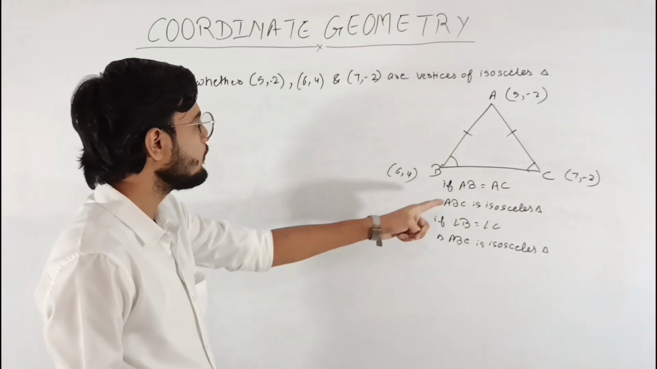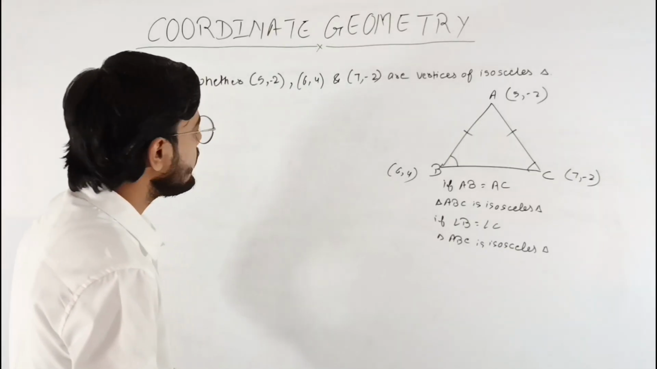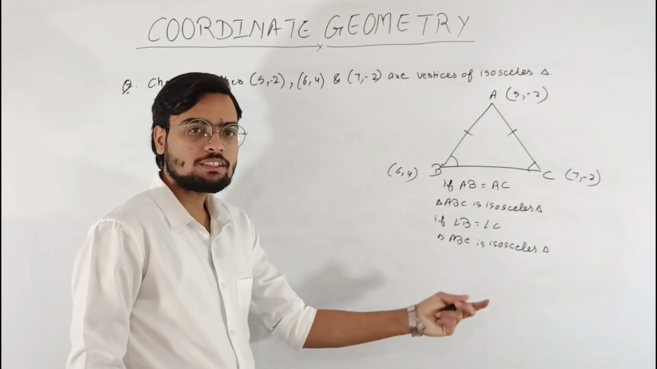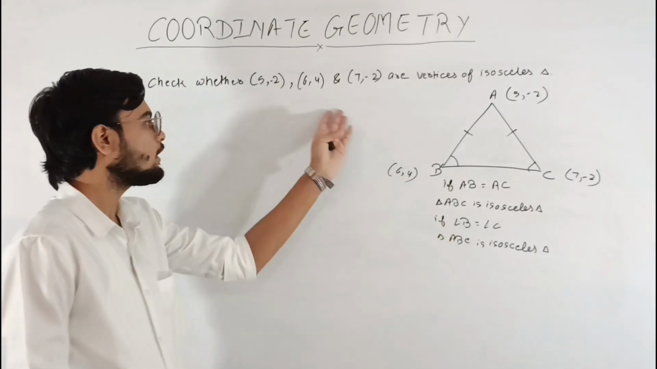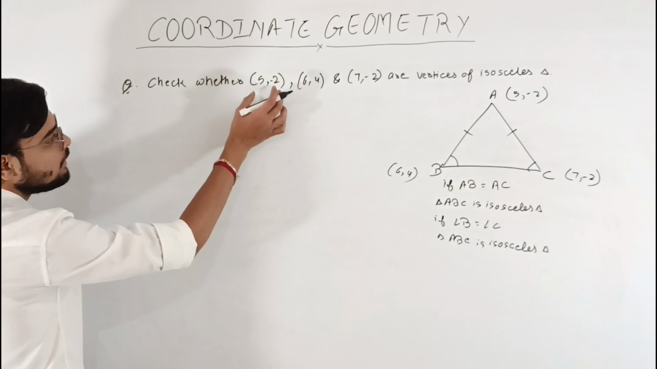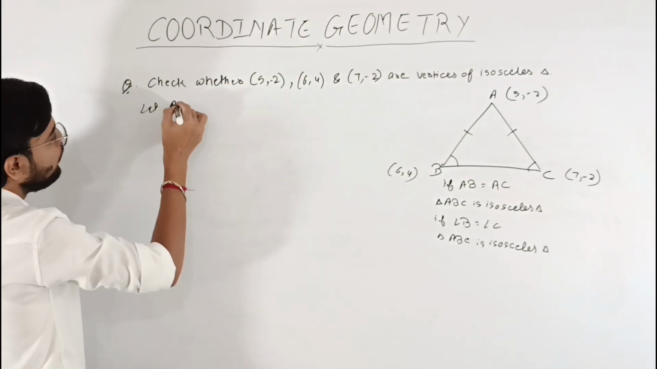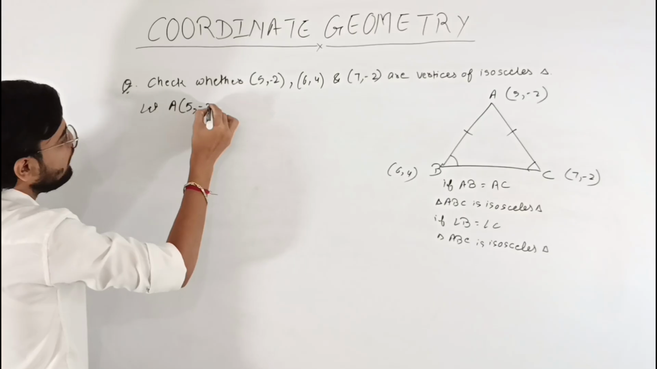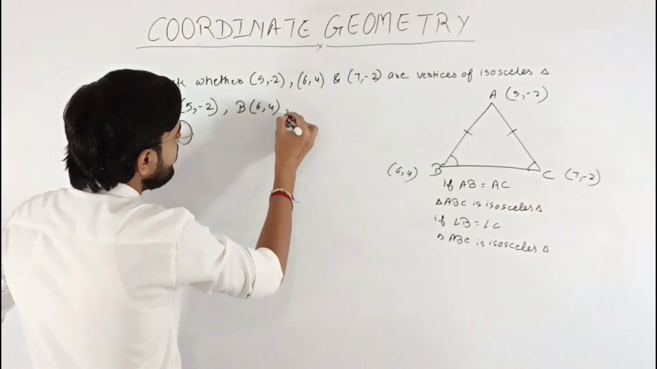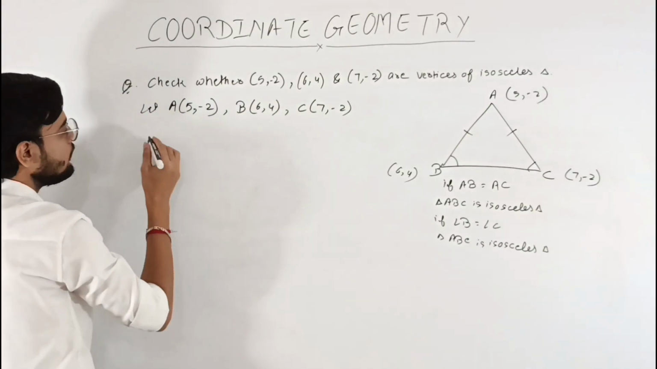So first we have to find the distances AB, AC and BC. After finding the distances, if any two are equal, then we say that yes, this is the vertex set of an isosceles triangle. So first we find the distances. Let's assume this is point A, this one is B and this one is C. So let point A be (5, -2), point B is (6, 4), and point C is (7, -2). First we find the distance AB.